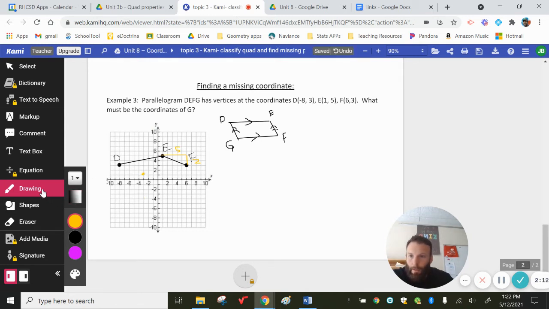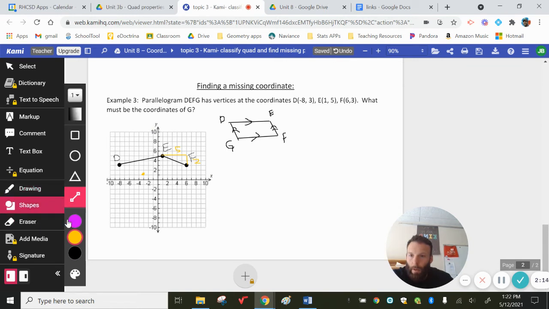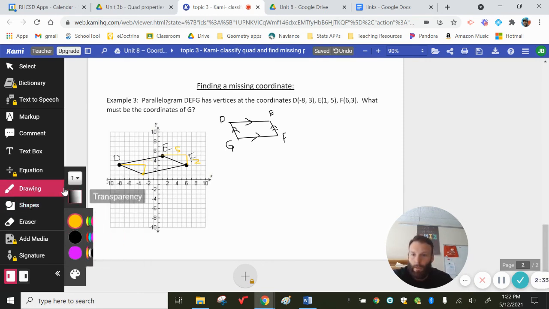All right, so let's see if we can do that with our shape. So if I add in this segment from here to here, did I in fact create a parallelogram? Well, since the opposite sides are parallel, then I would say yes, I think I did. So what exactly are the coordinates for G?